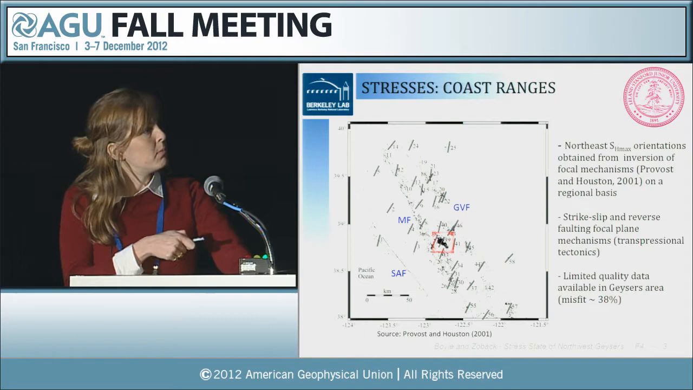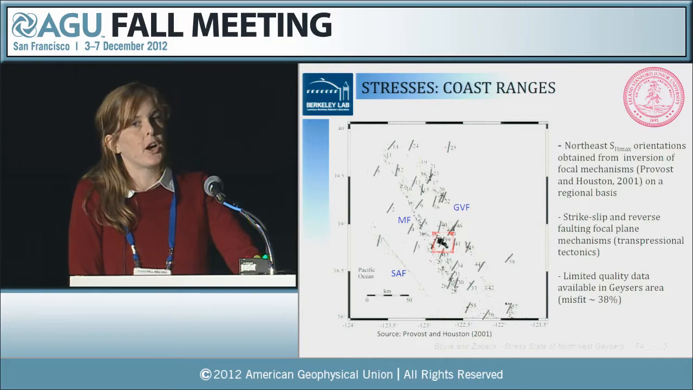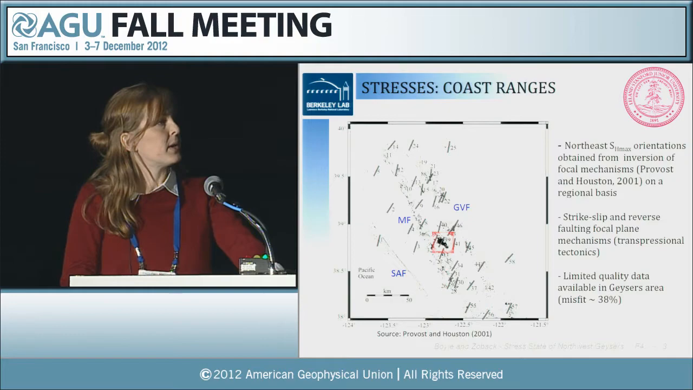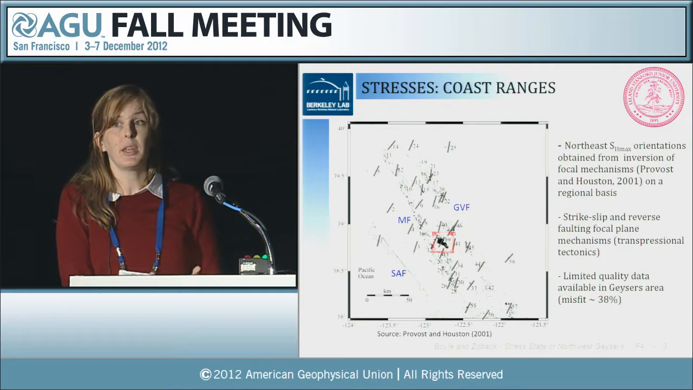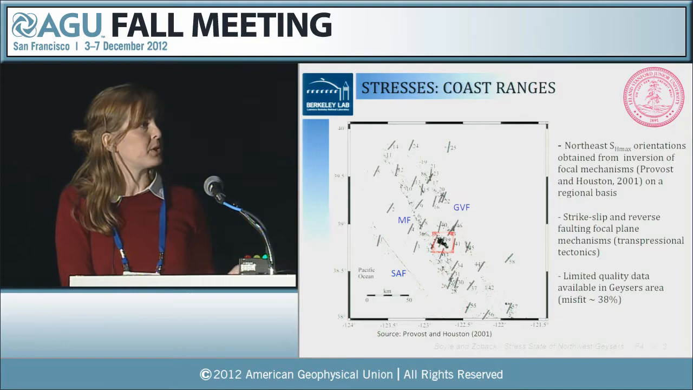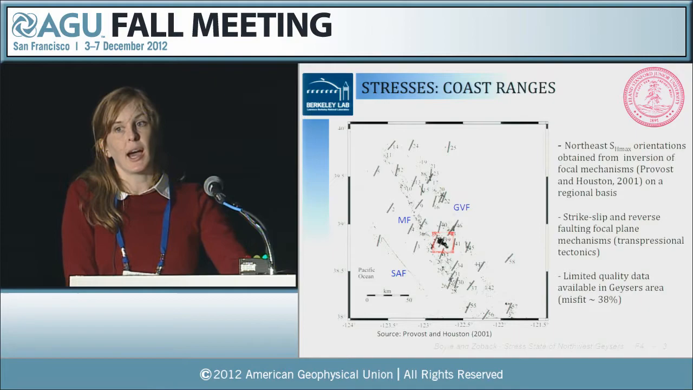This is a transpressional tectonic region, so the majority of the faulting along the San Andreas, or in the coast ranges, is a combination of strike slip and reverse faulting. Unfortunately, the stress inversion carried out in this grid block was done with a limited number of data points. About 300 earthquakes were used to obtain the stress result, and the misfit was pretty high at about 38%.